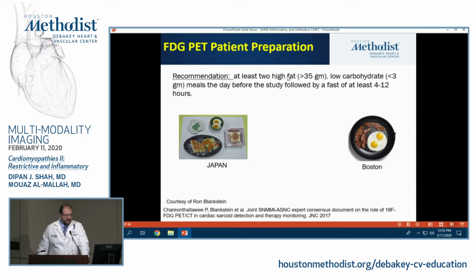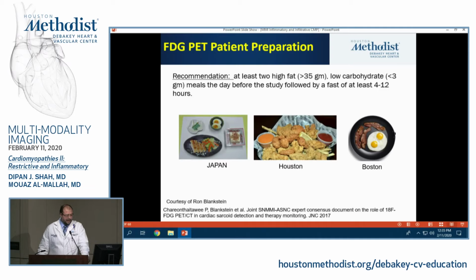You want at least 2 high-fat meals, more than 35 grams, and low carbohydrate, less than 3 grams, the day before. So once we open this door for inpatients, we want to make sure they don't call us the same day and say, I want this, because these patients need to be well prepared to be able to do these studies. So I guess in Houston, this is what we offer them here.